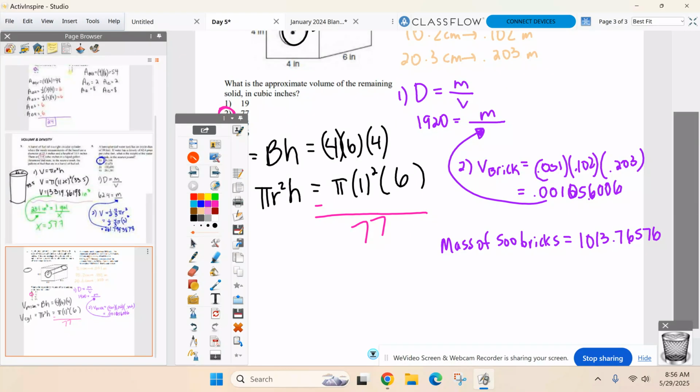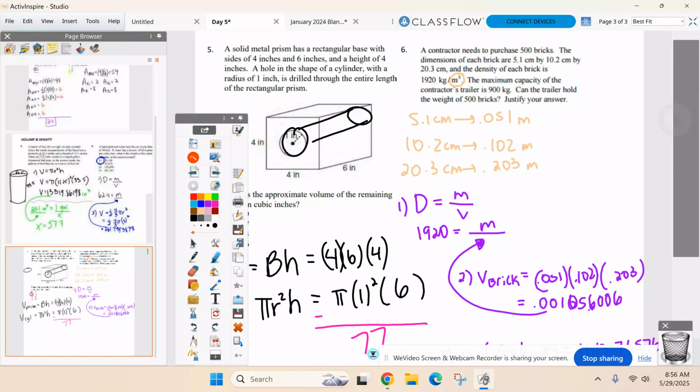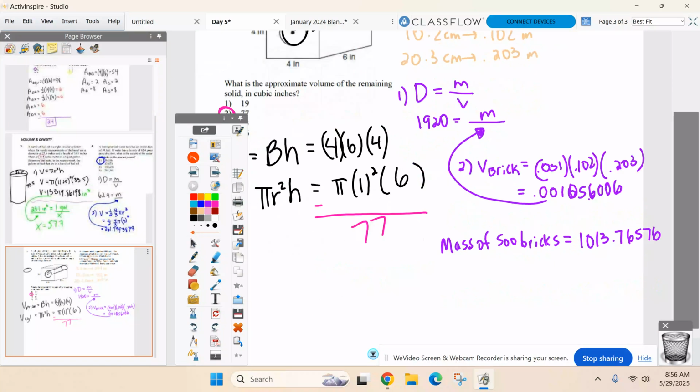So you're getting about 1,013 kilograms, and you guys can see, hey, my trailer can only hold 900 kilograms, so that's not going to fly. All right, the trailer will not hold the bricks.